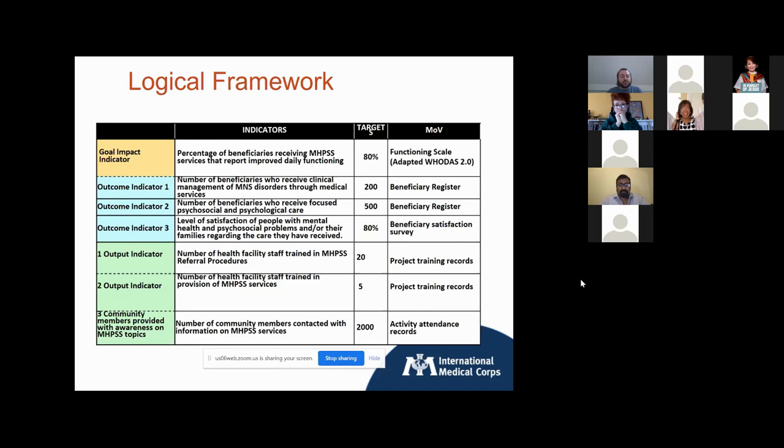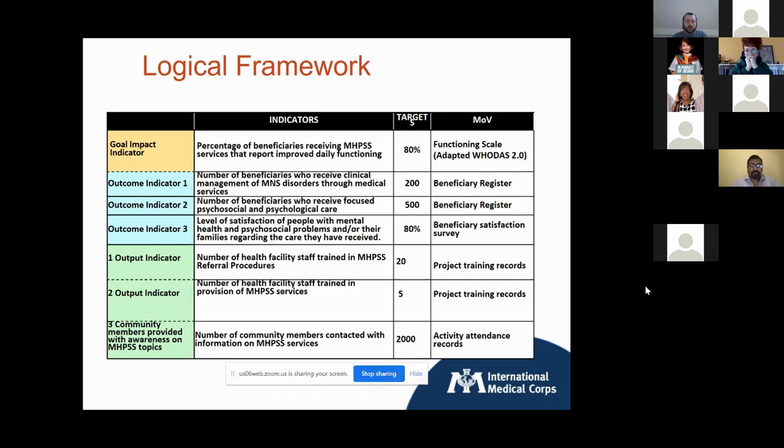Next, moving to the outputs. Output indicator one is a quantitative number of health facility staff trained in MHPSS referral procedures, again, taken from the Common ME framework. This is extremely important in the integration model, as not all staff working within a healthcare facility will be able to provide MHPSS services, but all of them will have interaction with patients and people who come for a range of different reasons, obviously normally for primary healthcare services.